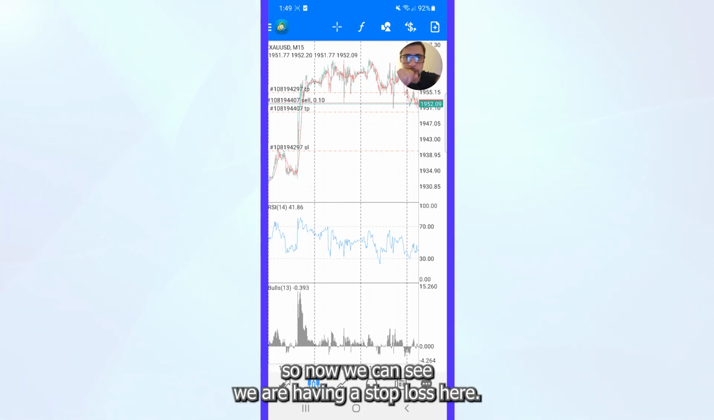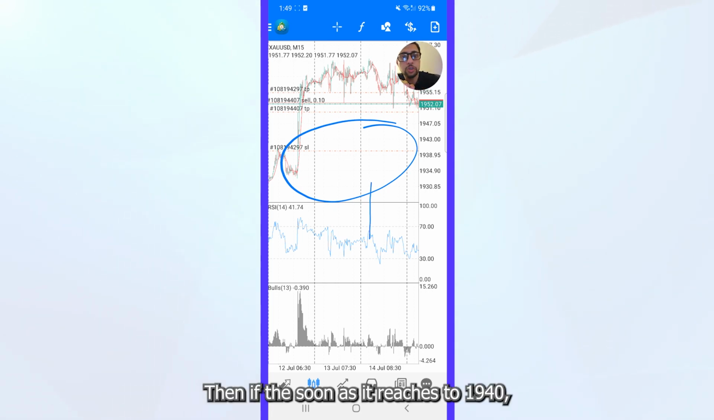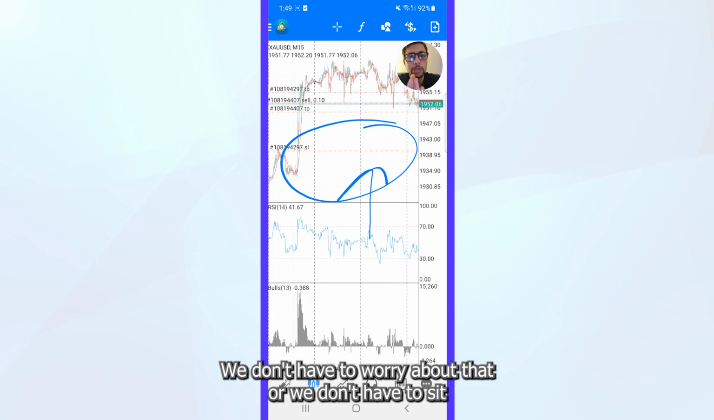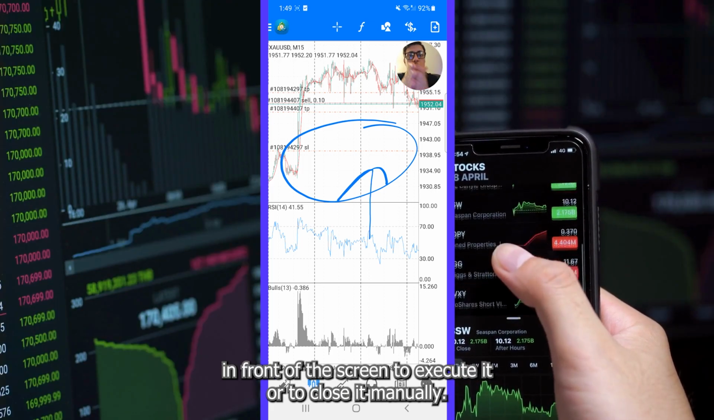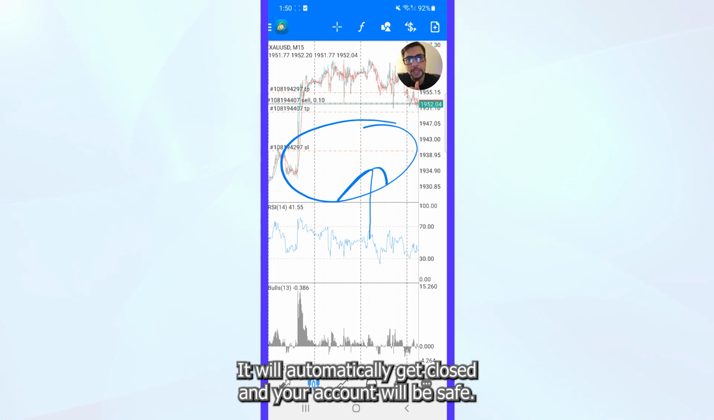So now we can see we have a stop loss here, and if our buy price goes down, if it doesn't go in our direction, then as soon as it reaches 1940, the trade will automatically get closed. We don't have to worry about that, or sit in front of the screen to close it manually. It will automatically get closed and your account will be safe.